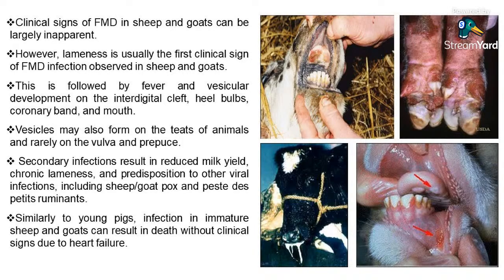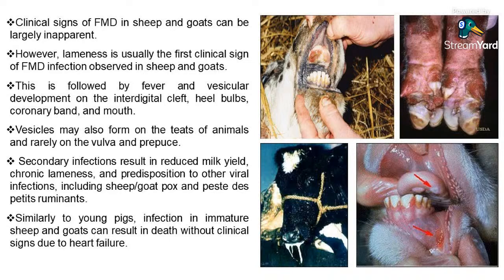And in case of sheep and goats, the clinical signs are largely inapparent. The first clinical sign which we can see is lameness in the animal, and after the lameness, there is fever, there is vesicle development on the interdigital cleft, the heel bulbs, the coronary band, and the mouth. Vesicles also form on the teats of the female animals, and rarely on the vulva and the prepuce of males.